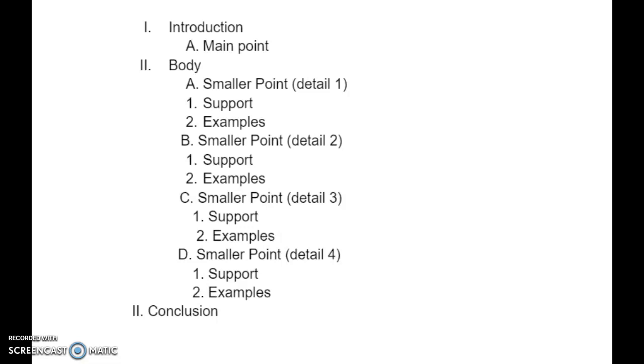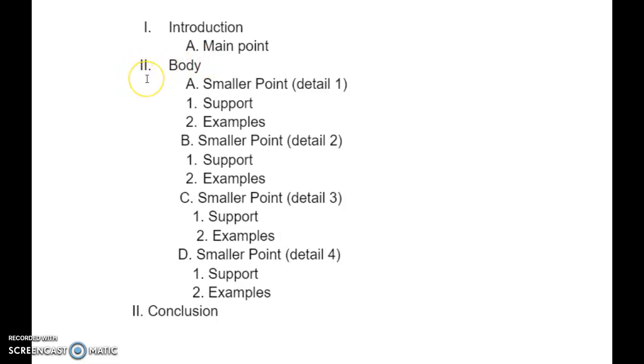Okay, here we have an example of an outline. An outline gives you a general idea and flow to your writing. First, we have the introduction, and the main point that you want to make will be in your introduction.